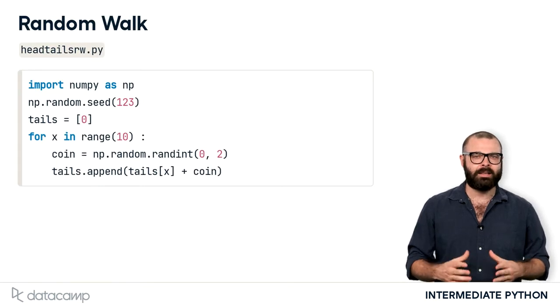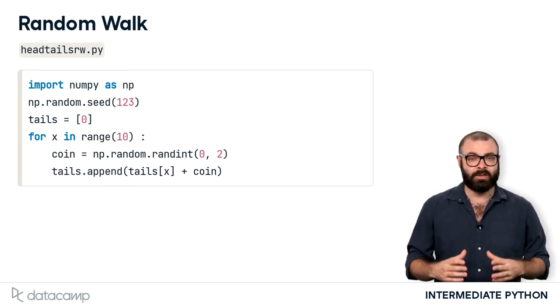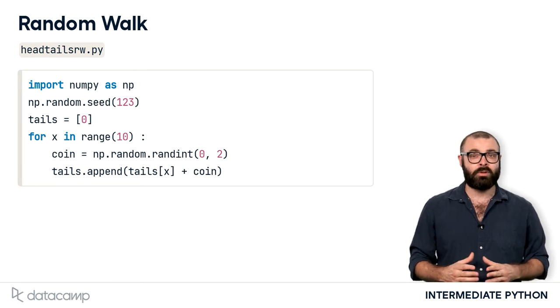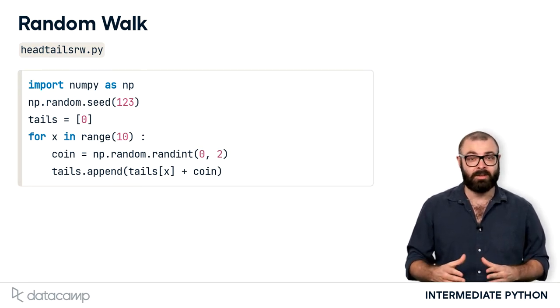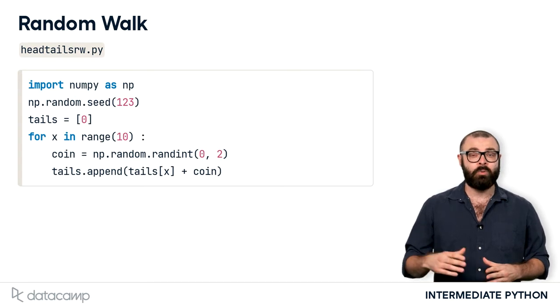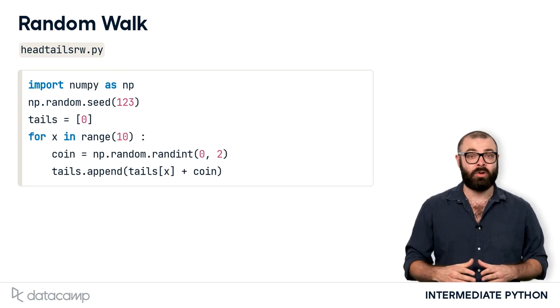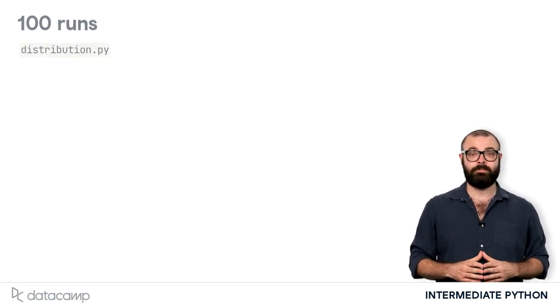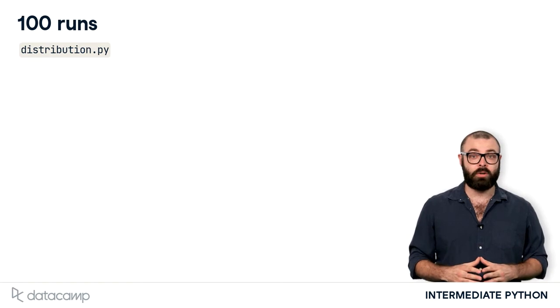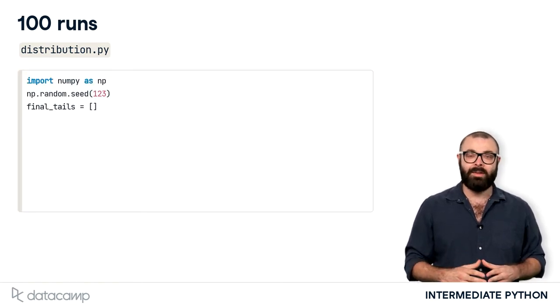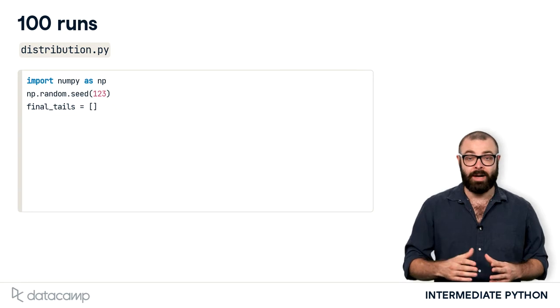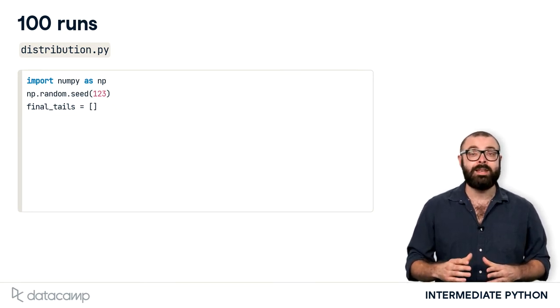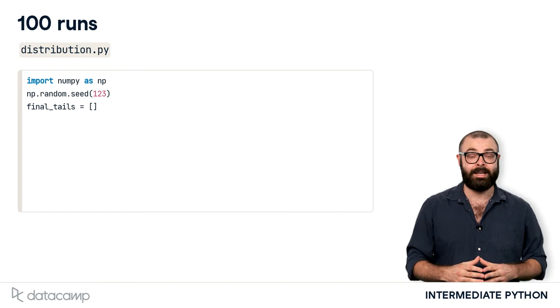Let's go back to the example of the total number of tails after 10 coin tosses. The number of tails starts at 0, and 10 times we calculate a random number which is either 0 or 1. We then update the number of times tails has been thrown by appending it to the list. To find the distribution of this walk, we start by setting a random seed and then create an empty list named final_tails. This list will contain the number of tails you end up with if you play this game of tossing a coin 10 times over and over and over again.